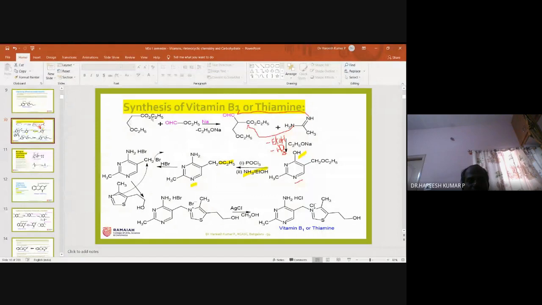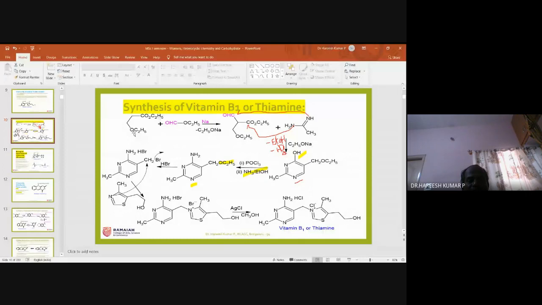Since it is an ester functional group or carboxylic acid functional group, we have to give priority to this carbon. This is 1, 2, 3. So this group is ethoxy, 3-ethoxy ethyl propionate is the name of this compound.